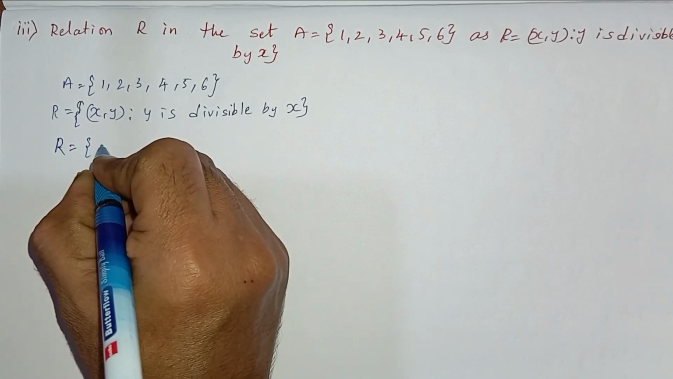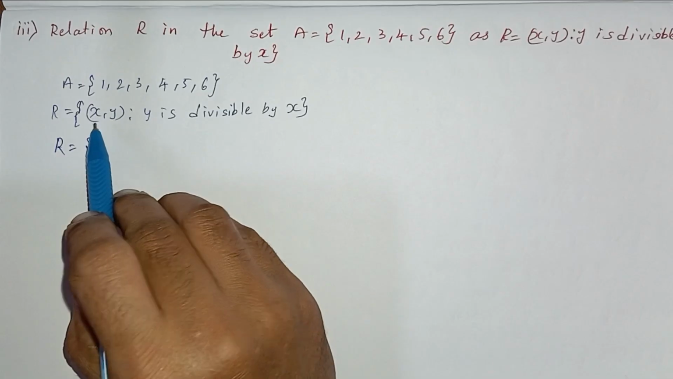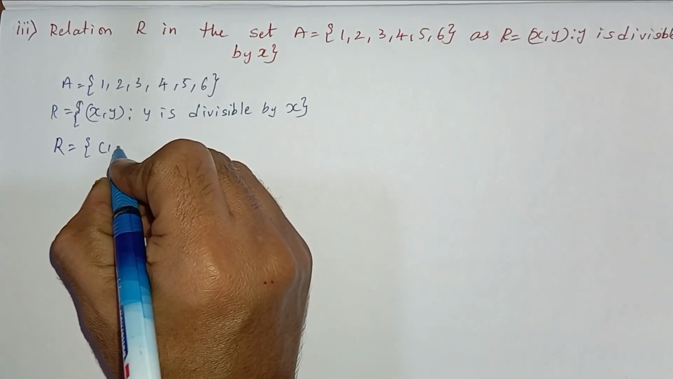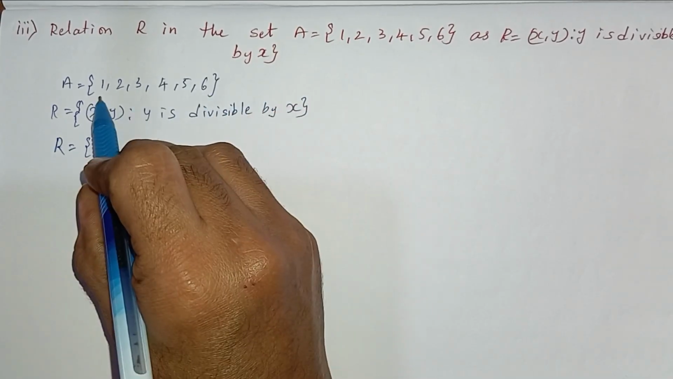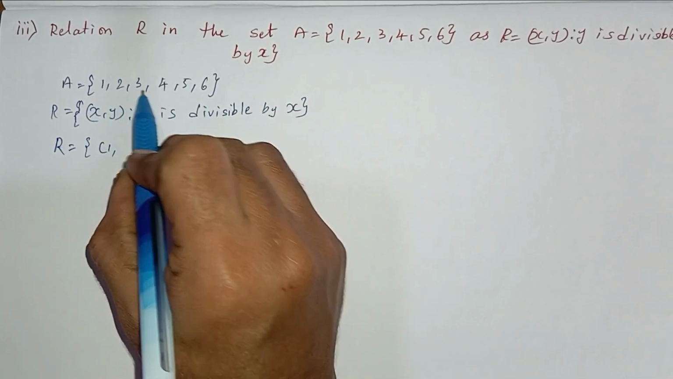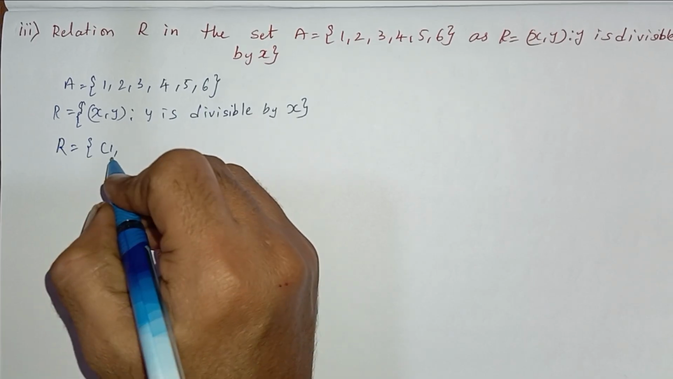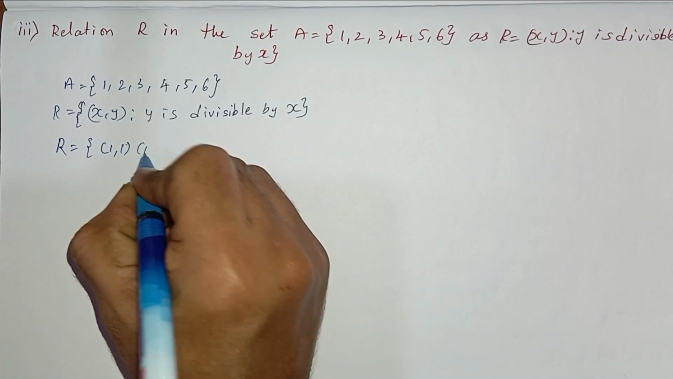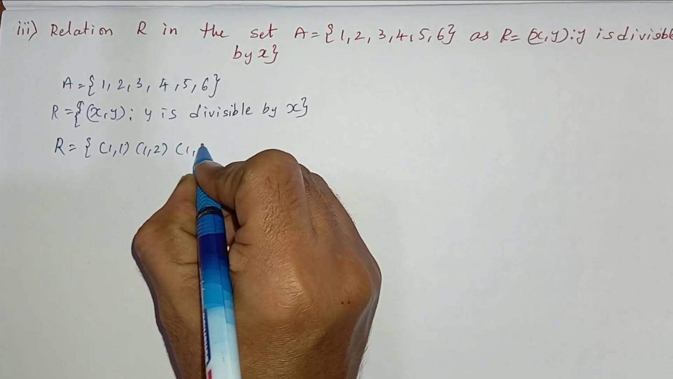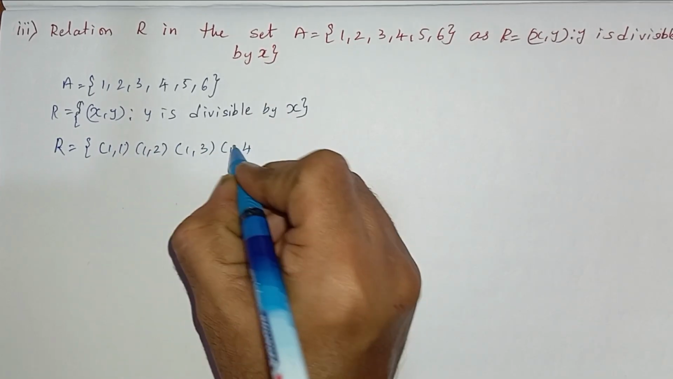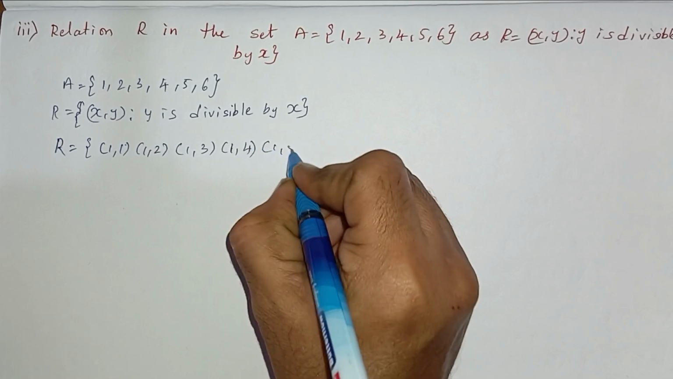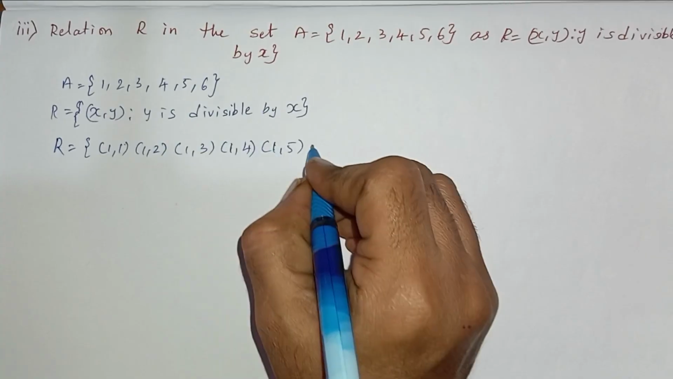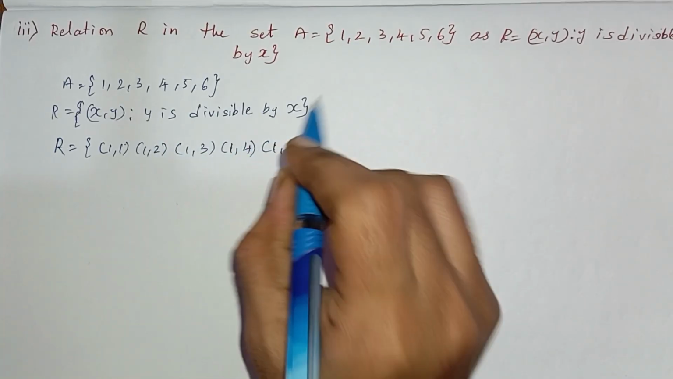So if we take x value as 1, 1 can divide all the numbers. 1 can divide 1 itself, 2, 3, 4, 5, 6, all the numbers are divisible by 1. So we can write 1 comma 1, 1 comma 2, 1 comma 3, 1 comma 4, 1 comma 5, and 1 comma 6. For 1, all the numbers will be divisible by 1.